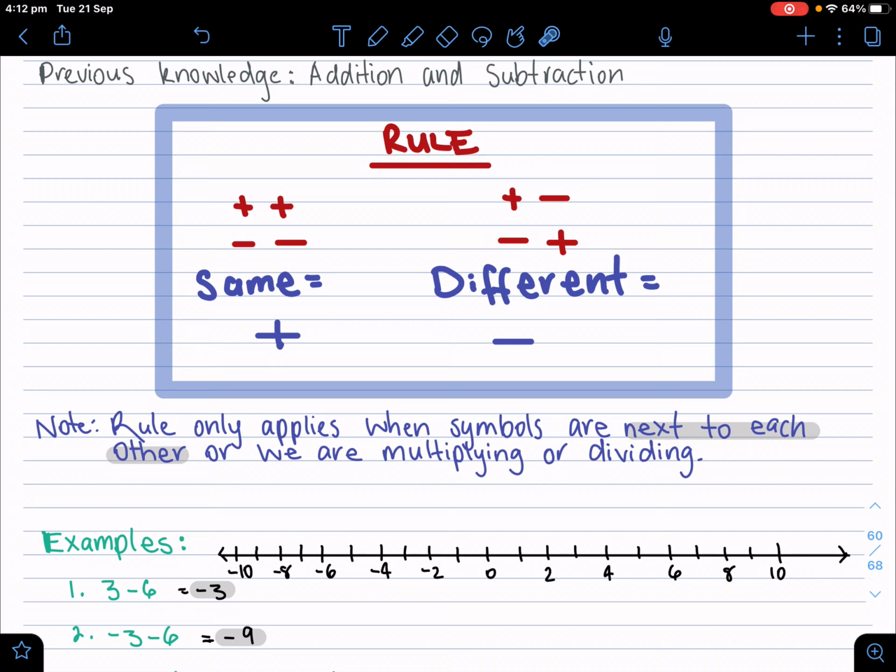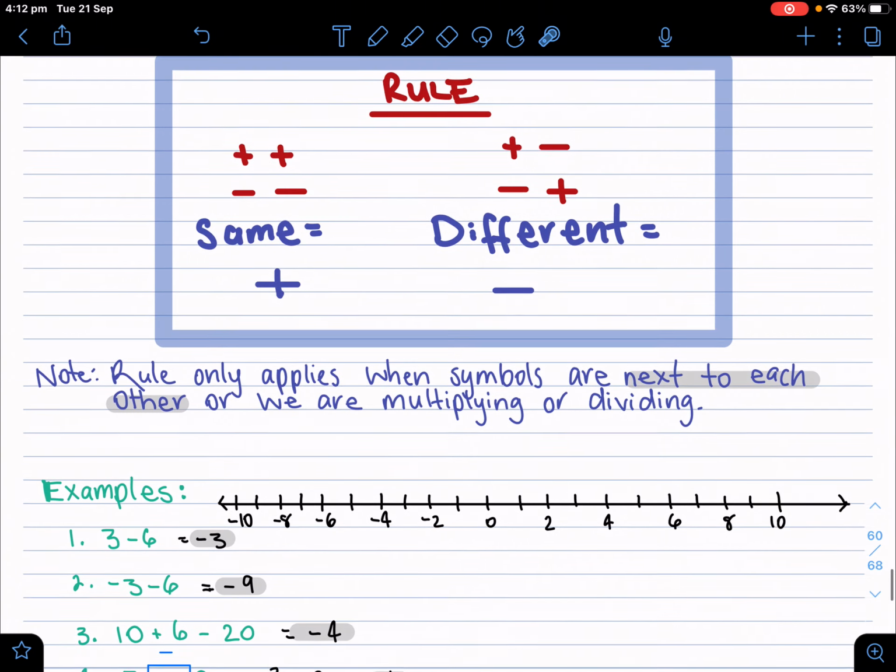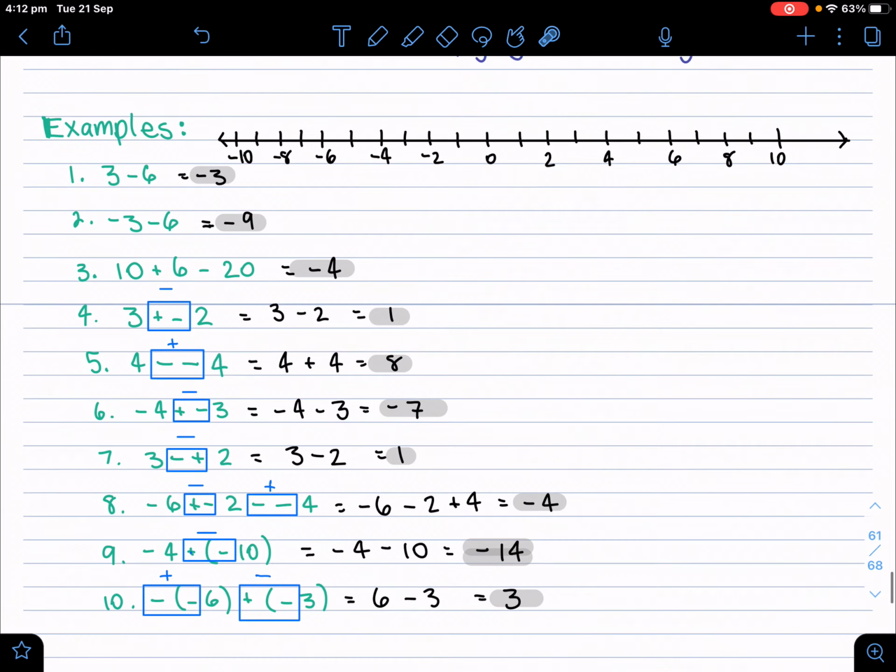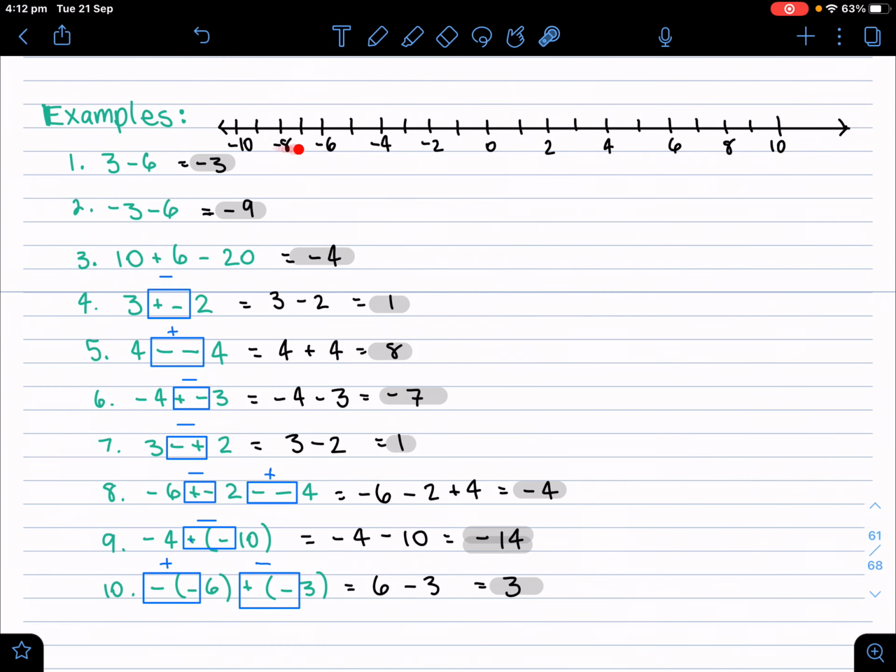But let's go through when we use this rule first. This rule only applies when symbols are next to each other. So the video we're doing now will only deal with symbols that are next to each other. We also apply this rule when we are multiplying or dividing, and that'll be the next video. So let's go through a few examples and see what we are talking about here when they're the same or when they're different. If you need to, you can use a number line to do this.